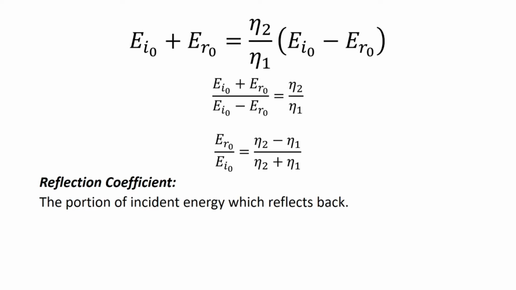Now the reflection coefficient is the portion of incident energy which reflects back. It is defined as Er naught by Ei naught. If you determine Hr naught by Hi naught, you would get the same result, denoted as gamma. So gamma equals eta 2 minus eta 1 by eta 2 plus eta 1.